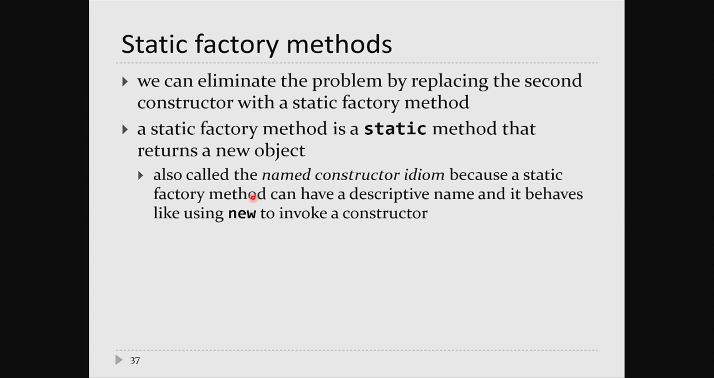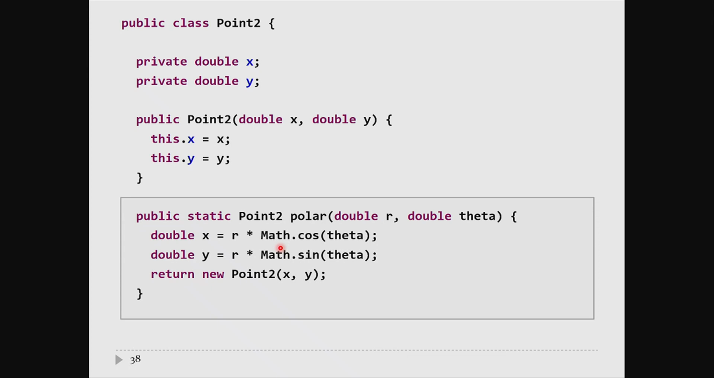Because a static factory method can have a descriptive name, and it behaves like a constructor, and essentially internally it uses new to invoke a constructor. So it's actually very easy to do. Public static. So you put in a static method that returns an object of the type that you want. Here we want to return a Point2 object. You give it a name that doesn't conflict with anything else in the class. So I'm just going to call it polar. And now you can give it whatever parameters you want. So now I can insert this method into the class, and the signature polar(double, double) does not conflict with anything else in the class.